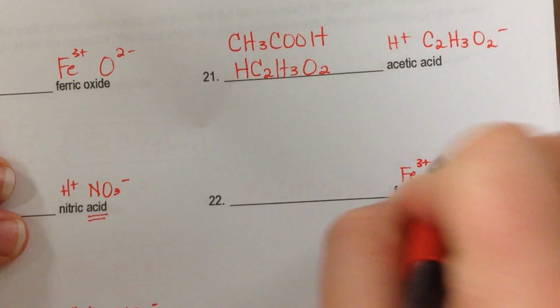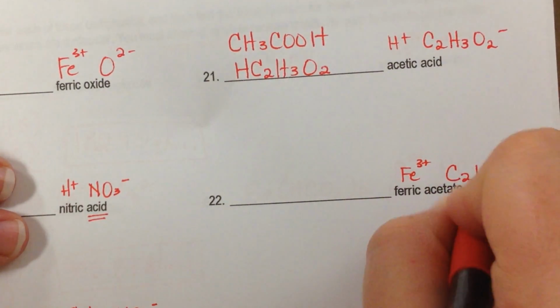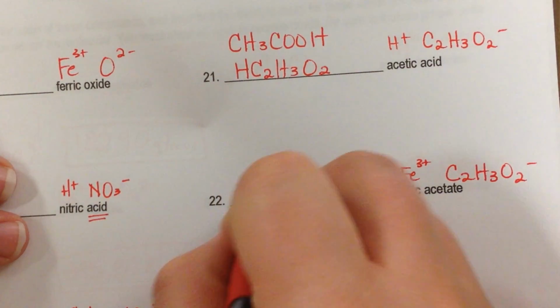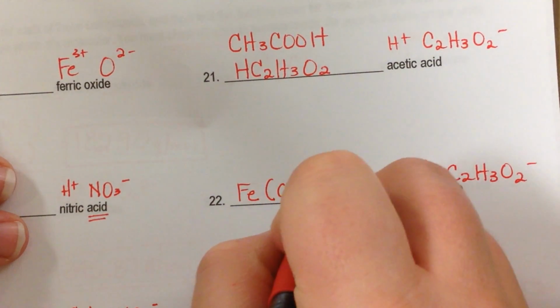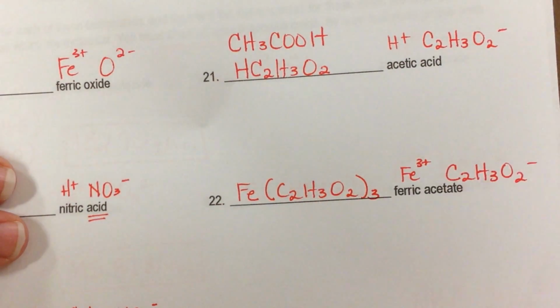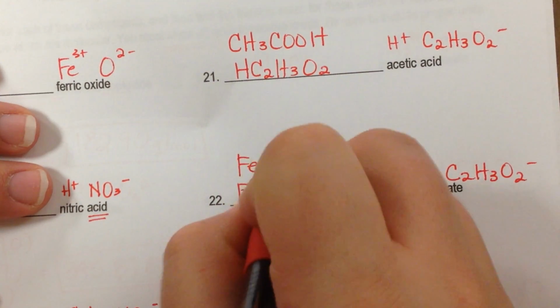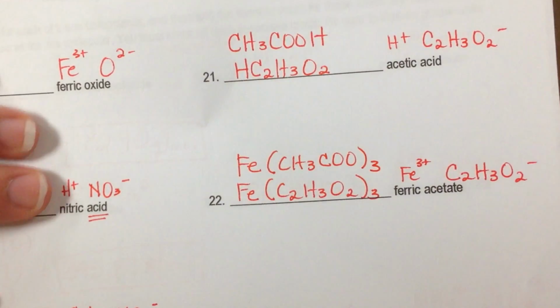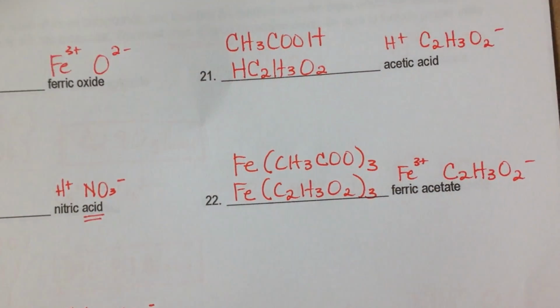Ferric, higher charge, Fe3+, acetate. I always like the C2H3O2. Like I said, you can use the other version if you want. Fe(C2H3O2)3, needs a 3 on the outside, or the other version is Fe(CH3COO)3. Number of atoms still should match.